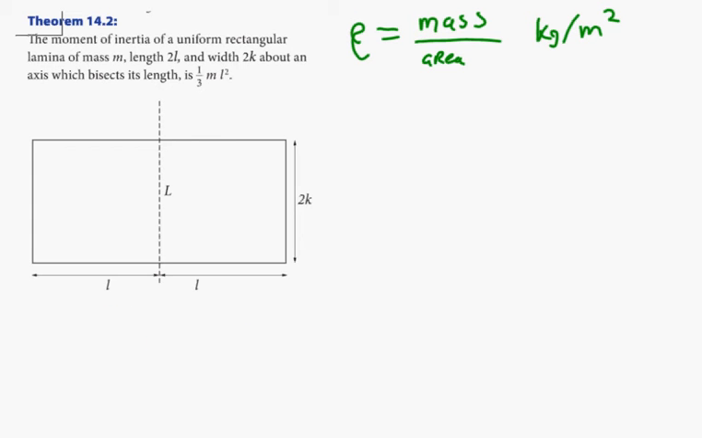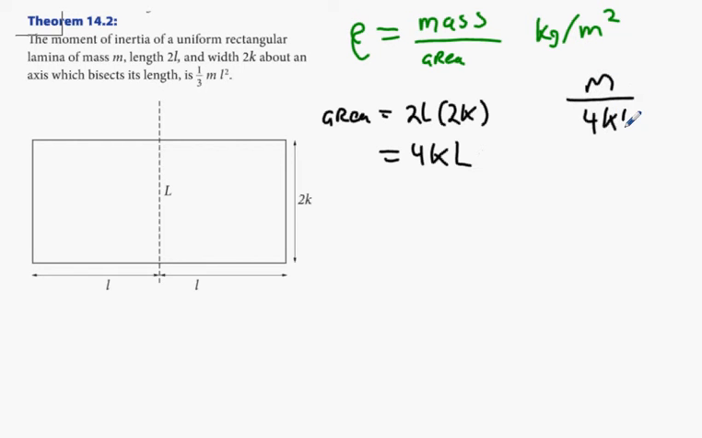Now, first of all, what is the area? Area is 2L multiplied by 2K, which is 4KL. What's its mass? Its mass is m, and m over 4KL equals rho. Therefore, m is 4k rho l, or any other ordering of the letters you want.